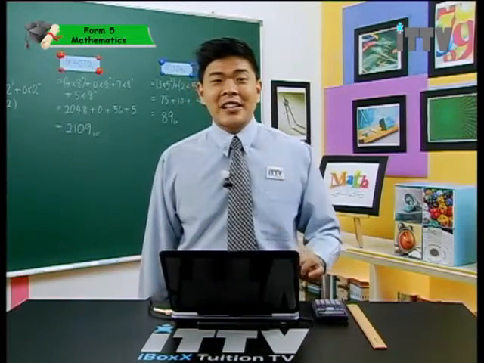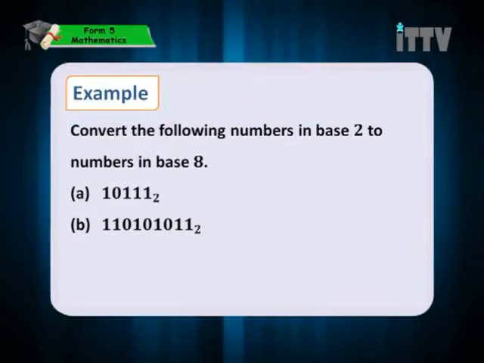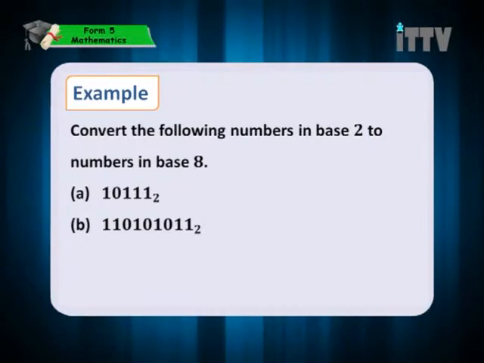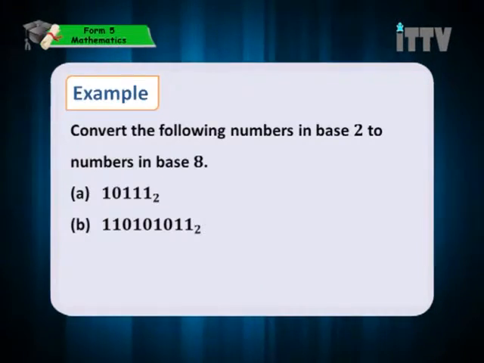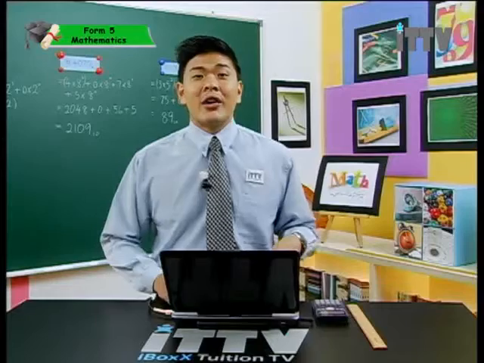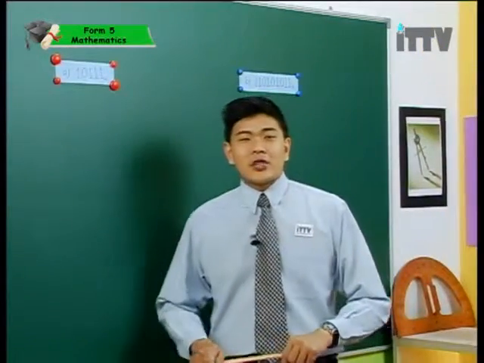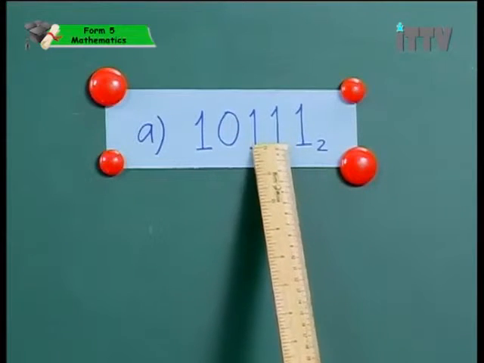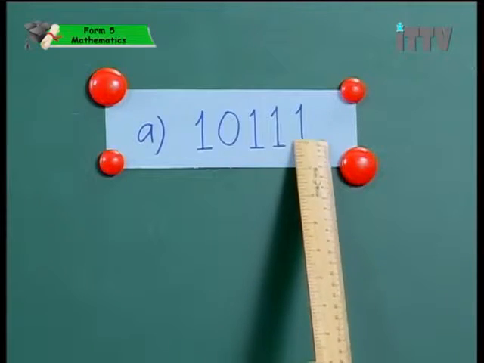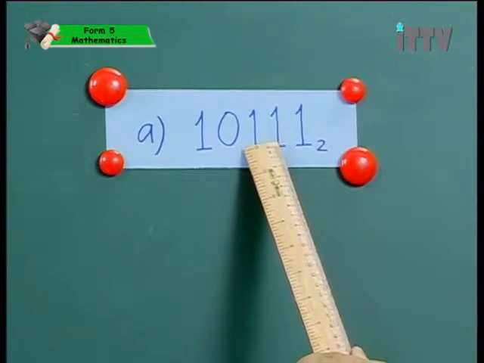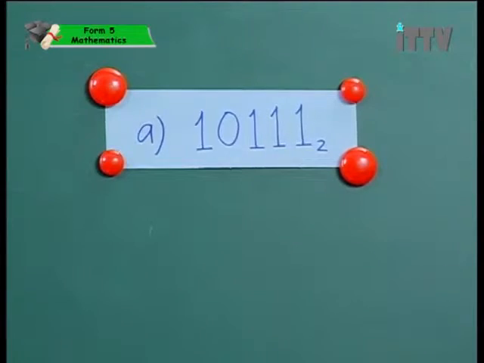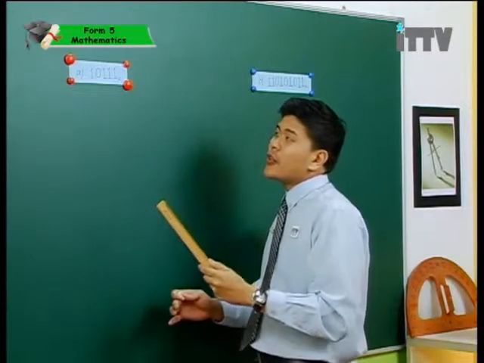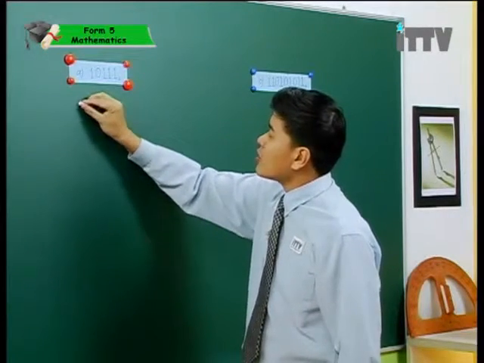Now let's take a look at this conversion. Convert the following numbers in base 2 to numbers in base 8. A, 10111 in base 2. B, 110 101 011 in base 2. Now let's go over to the board for this question. In A, we have the number 10111 in base 2. How do we convert this number into base 8 by using this special grouping 4-to-1 method? Very simple. What do we have to do? Just write the number down.